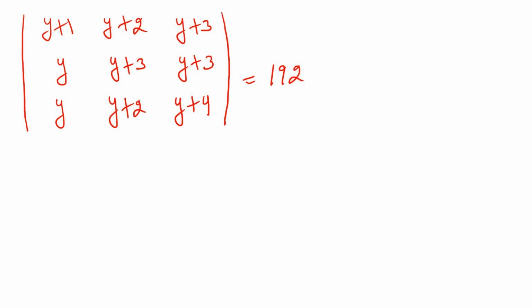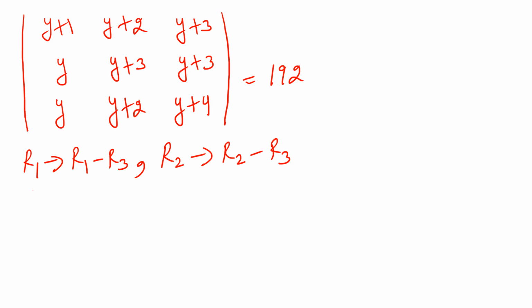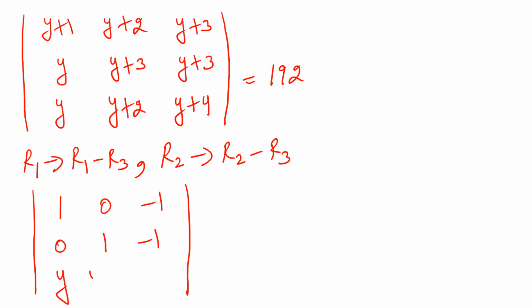Now students, in order to simplify this determinant, we will perform some operations. Now the first operation that we are going to perform is R1 tending to R1 minus R3, and simultaneously we will perform the second operation, and that is R2 tending to R2 minus R3. So after performing these operations, the elements in the first row become 1, 0 and minus 1, and in the second row the elements are 0, then 1, then minus 1, and the elements of the third row are same as before.